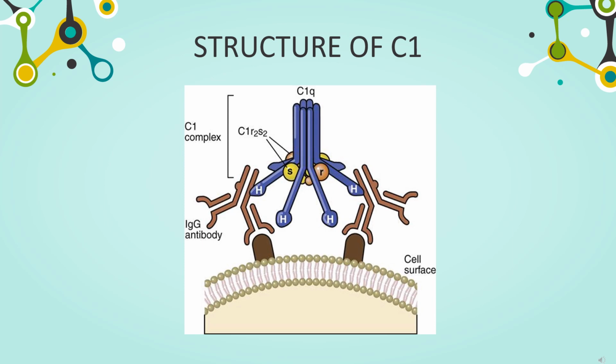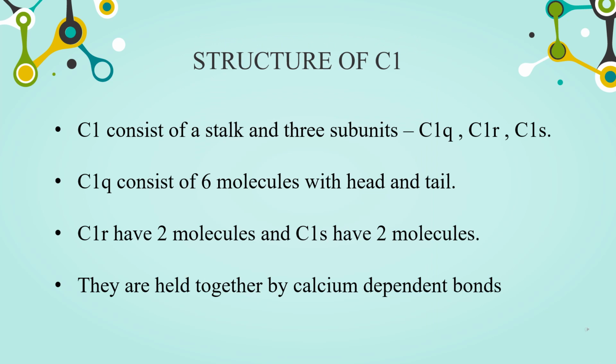Structure of the C1 complex and how it is bound with the antigen. The C1 component consists of a stalk and three subunits: C1q, C1r, and C1s. C1q consists of 6 molecules with head and tail. C1r has 2 molecules and C1s has 2 molecules. They are held together by calcium dependent bonds.